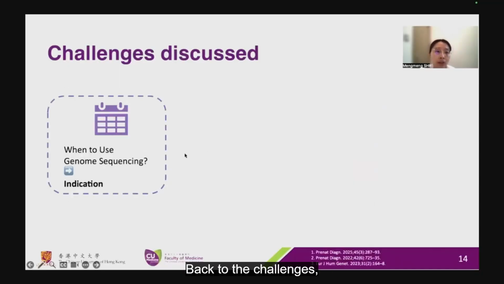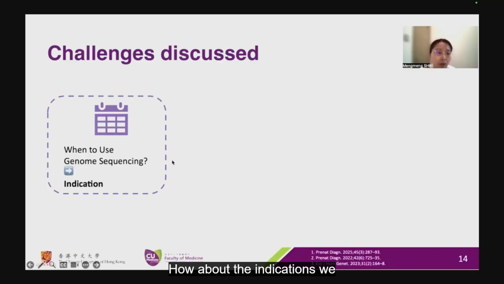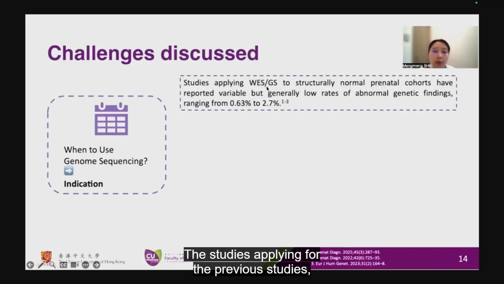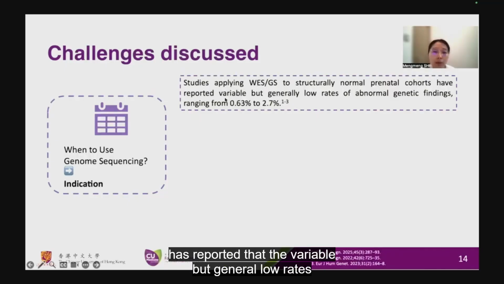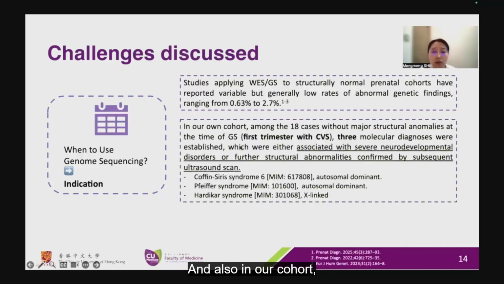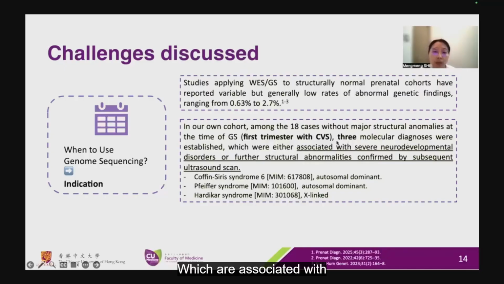So back to the challenges, how do we handle these challenges based on our small cohort? How about the indications we select for the genome sequencing? The previous studies applying WES and GS to structurally normal prenatal cohorts have reported variable but generally low rates of abnormal genetic findings. And also in our cohort, among the 18 cases without major structural anomalies, we also identified 3 molecular diagnoses, which are associated with severe neurological disorders or further structural abnormalities.